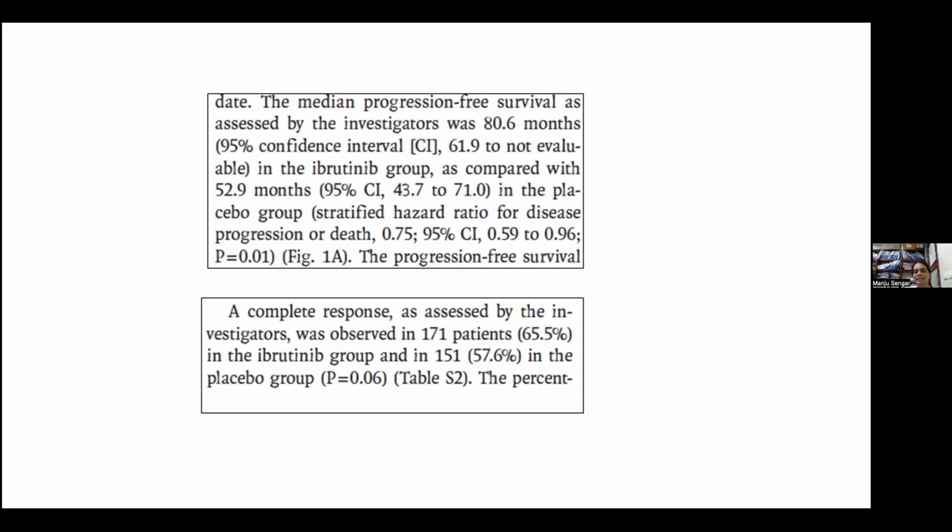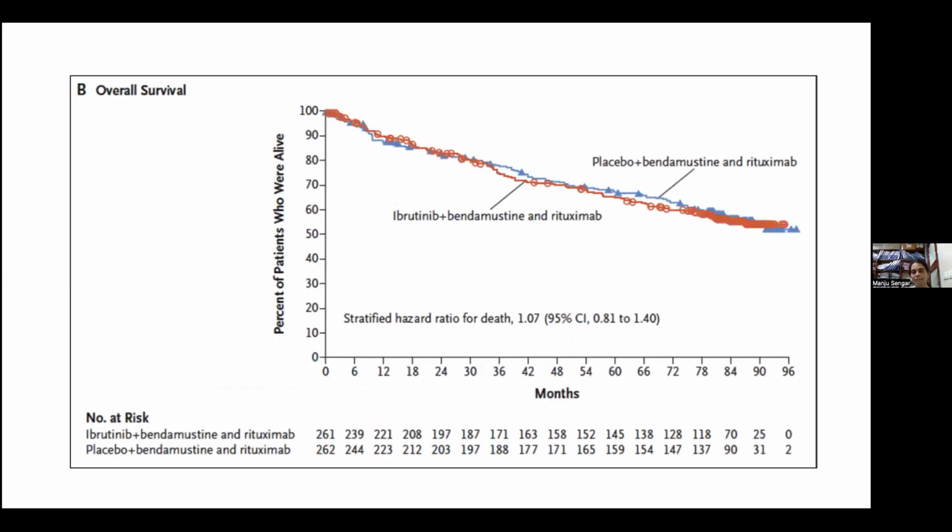You add a third drug to an active therapy and you expect that the complete responses at the end of 6 cycles should be better with your intervention. However, that did not happen. Numerically, it appears higher, but it's not statistically significant. So the premise that the activity is more when ibrutinib is combined with bendamustine rituximab doesn't seem to be the case. If you look at the overall survival, there is no difference.